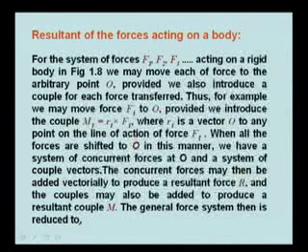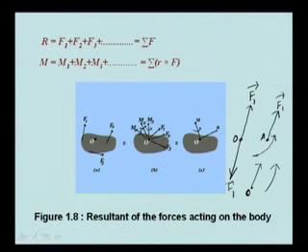The concurrent forces may then be added vectorially to produce a resultant force R, and the couples may also be added to produce a resultant couple M. Now, this couple has been taken with respect to point O. So, now you have R and this can be called a moment. So, this is like that.